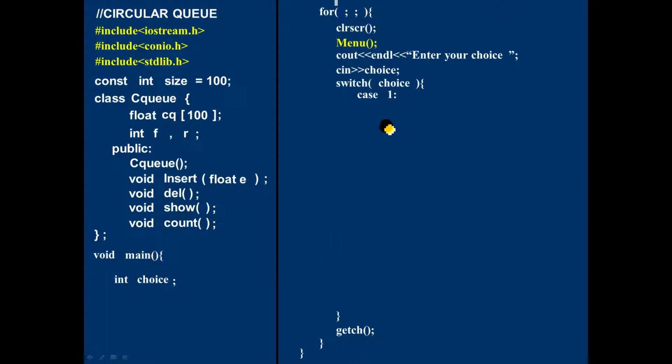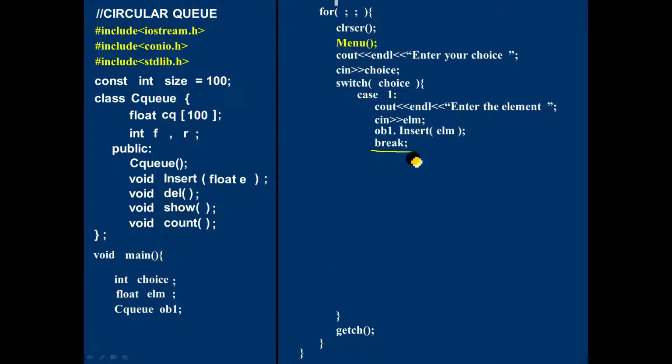Now switch choice, case 1, meaning you need to insert an element. The element that you want to insert, first of all, should be entered from the keyboard. And in order to insert the element, you can call the member function insert. Remember, this is a member function, so it can be called only using an object of the class. Example, ob1.insert, and the element that you want to insert is passed as an argument. So ob1 should be declared. You can declare it as class name followed by object name, cq ob1. The last statement of each and every case must be break.